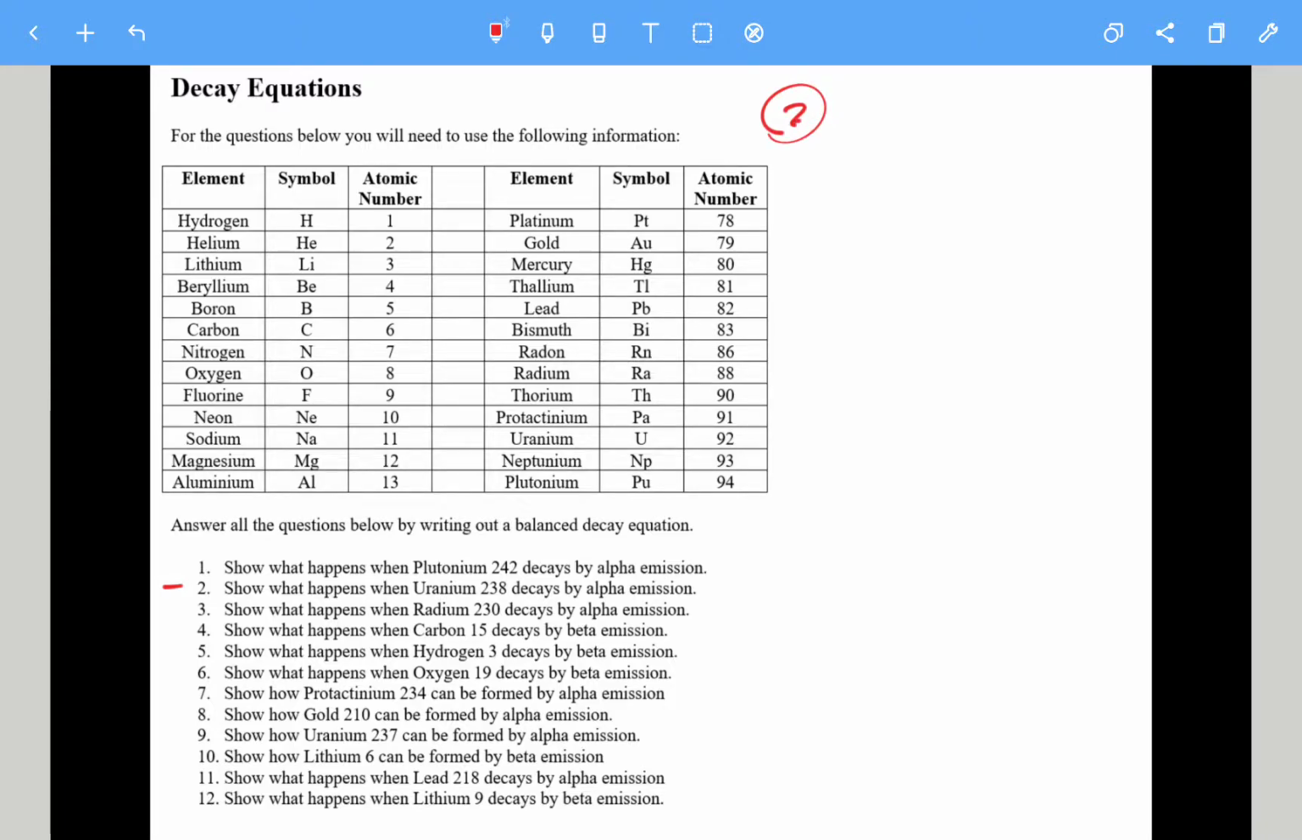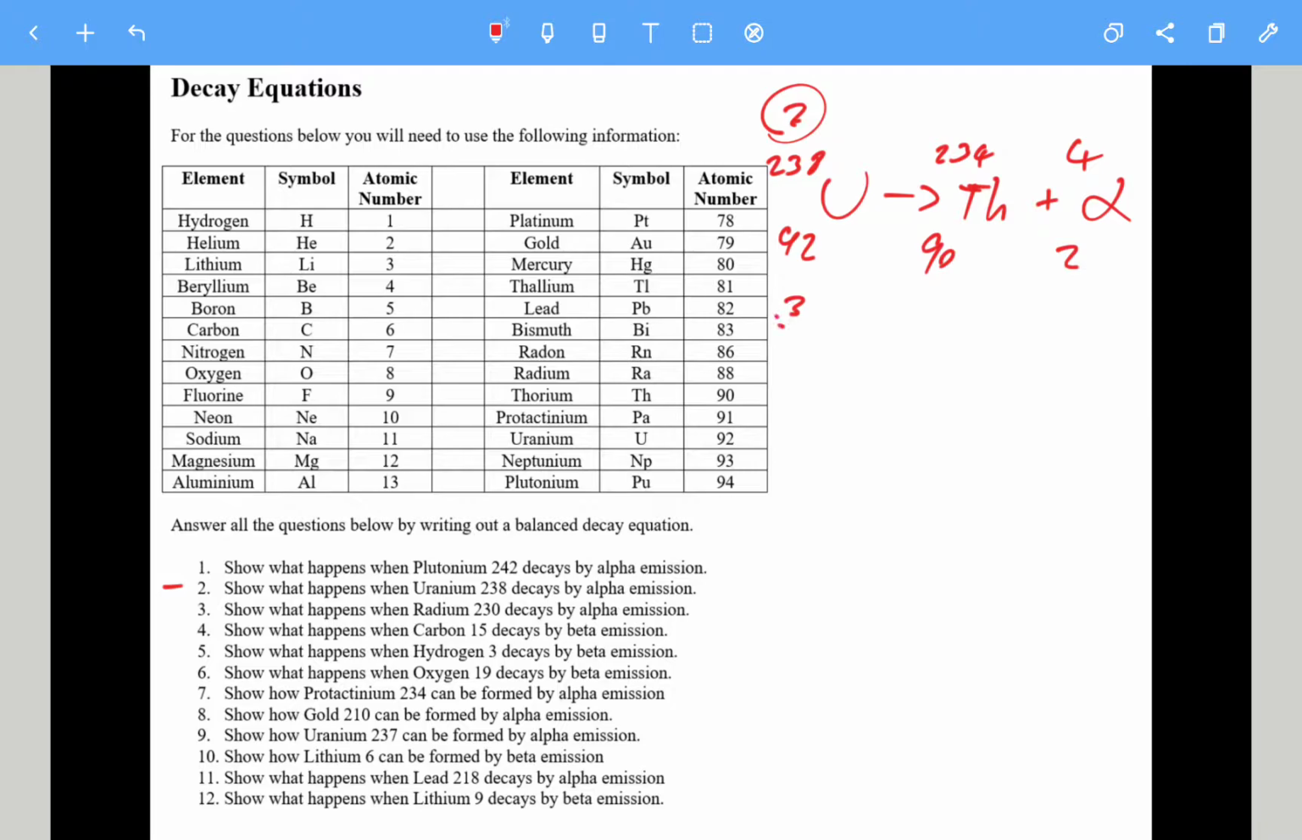Show what happens when uranium-238 decays by alpha emission. We look at uranium, so it's got 92 protons. And it decays by alpha, so plus alpha, which is 4 and 2, the helium nucleus. Then 238 take away 4 is 234, and 92 take away 2 is 90. Then we need to check the proton number. 90 would be thorium, Th. So that's number 2. Okay, let's move on.